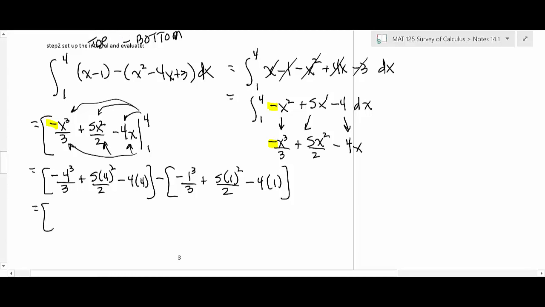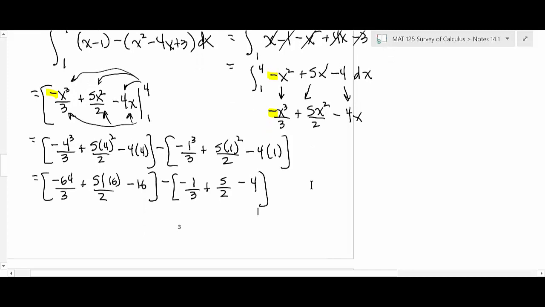So this 4 to the third is 64. You'd still have the negative, so that's negative 64 thirds. This is going to be 5 times 16 over 2. And then 4 times 4 is 16. So we have that. You just write the steps out carefully. Then 1 to the third is 1, so that's negative 1/3. This is 5 times 1 over 2. That's 5 halves. 4 times 1 is 4. If something you can do in your head, do it in your head.